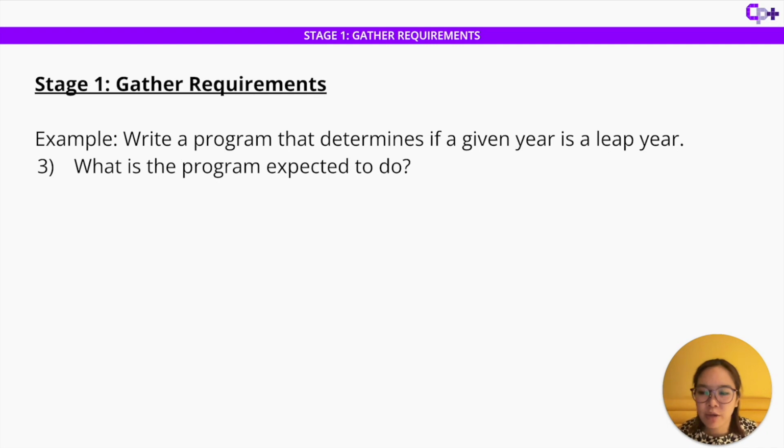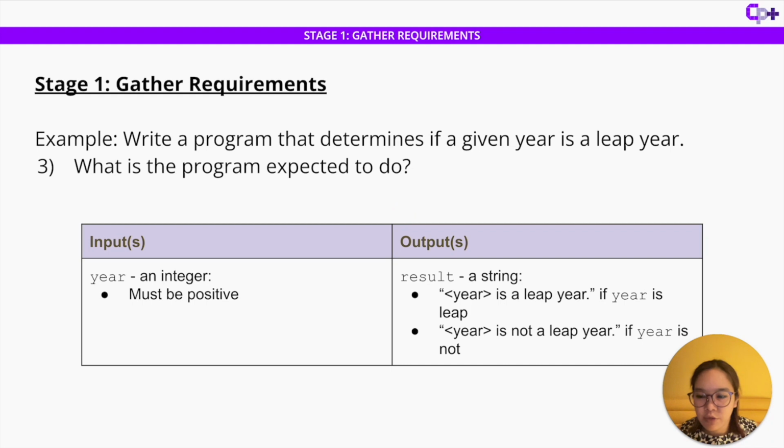Finally, we identify what the program is expected to do. What are the inputs and outputs to this program? Recall how we define a problem in chapter 2 by specifying the inputs and the outputs, including its data type as well as the expected values for the output. For this problem, the year is our only input, and the result should tell us if the year is leap or not leap.